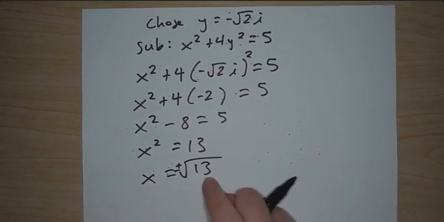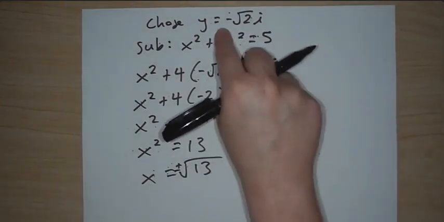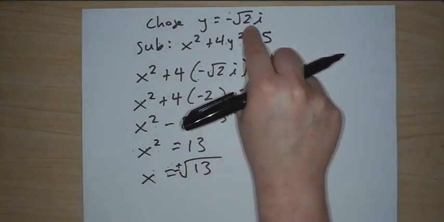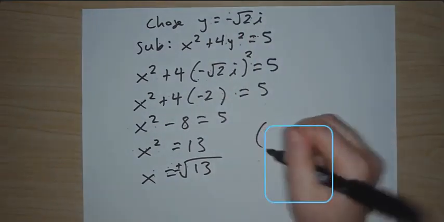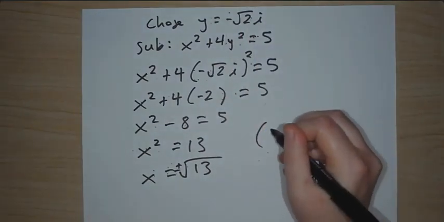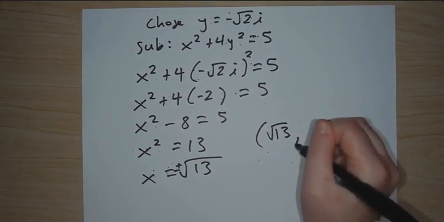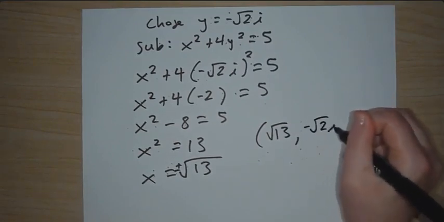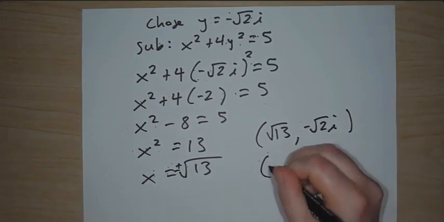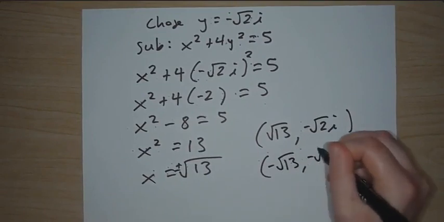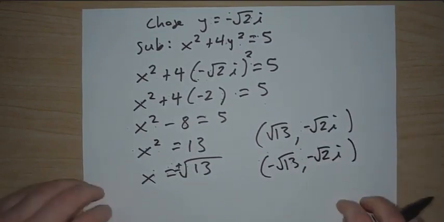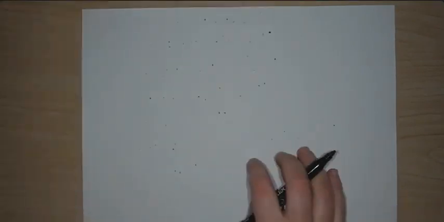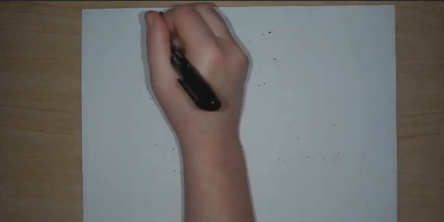So we notice that we got the same exact x for this one. So when y is negative square root of 2 times i, we have two solutions. We have a positive square root of 13 and a negative square root of 2i. And we have a negative square root of 13 and a negative square root of 2i. So we actually have four solutions for our system.